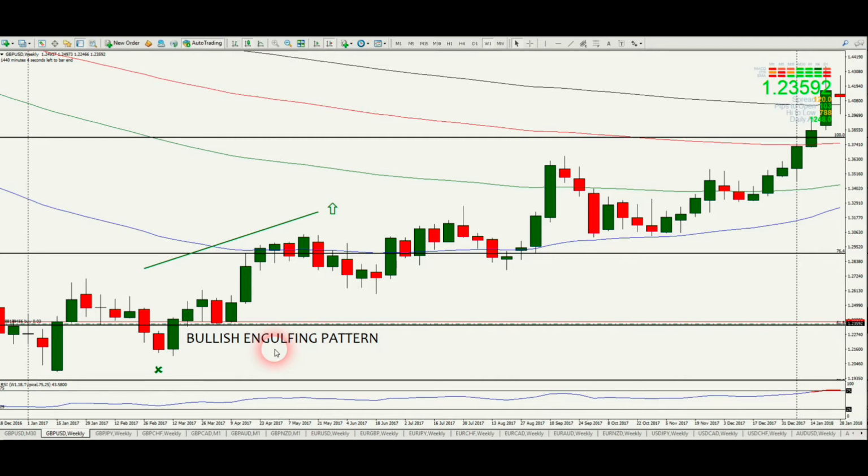So bullish engulfing pattern, like all candlestick patterns, the significant patterns occur at the end of trends. So you're looking at a trend. Nearly all candlesticks are trend reversals, and the bullish engulfing pattern is a strong one to look out for on your charts.